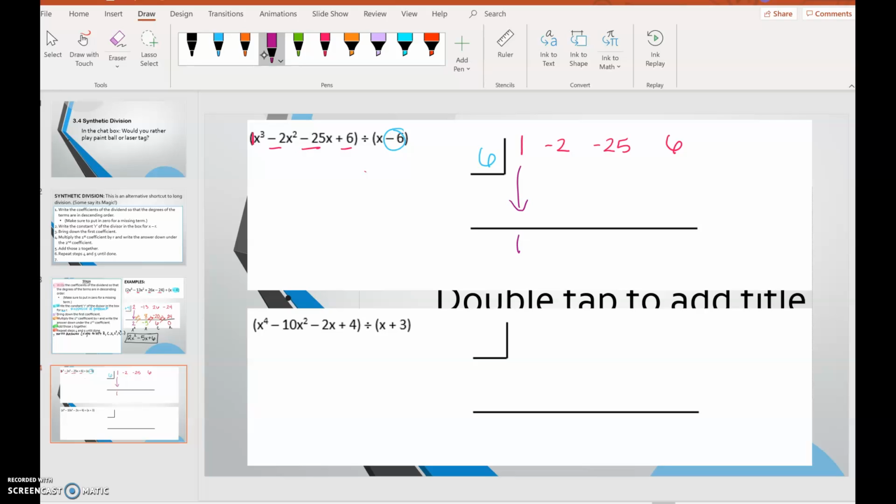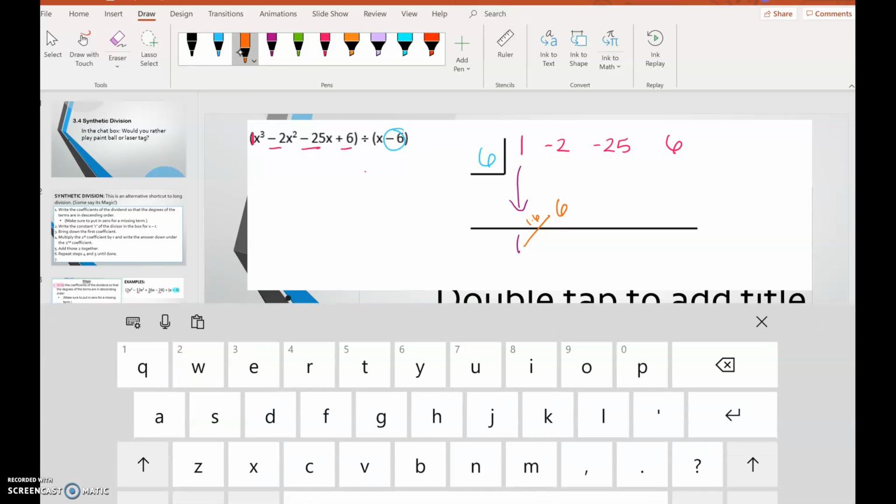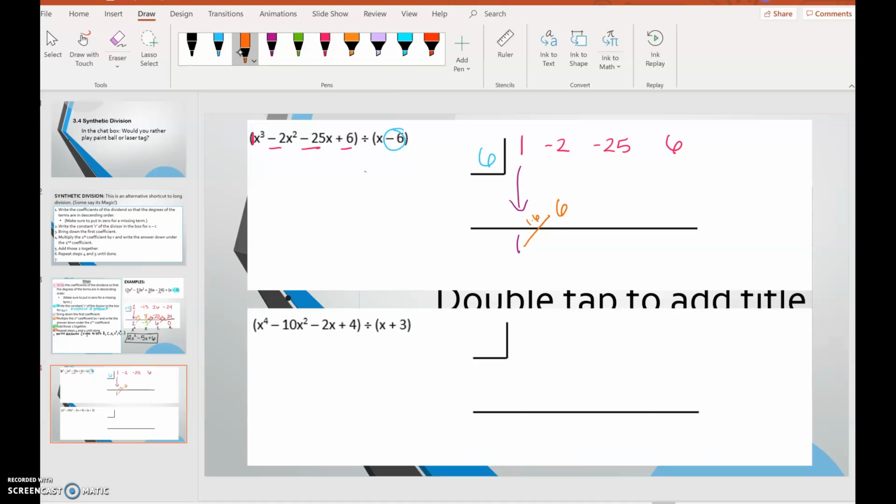And then I start my multiplication. So we do 1 times 6, which is just 6. And then we add those together. So -2 plus 6 would give us a +4. And then we would just keep going.